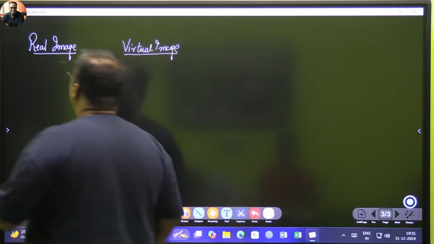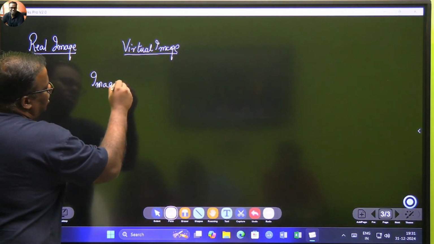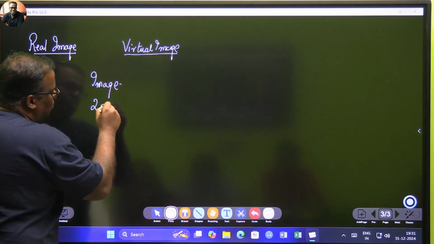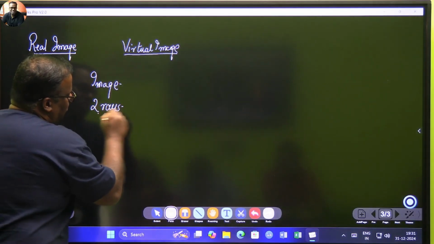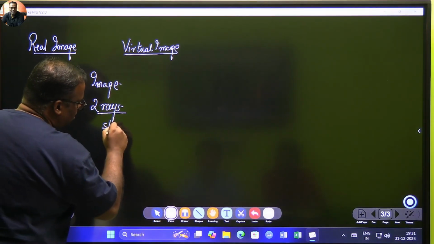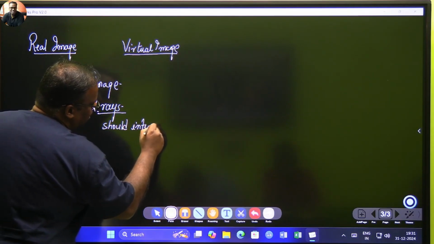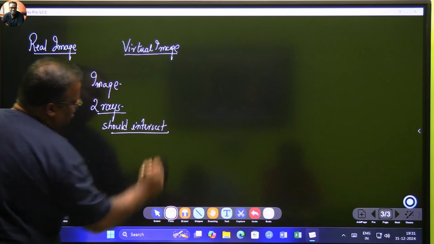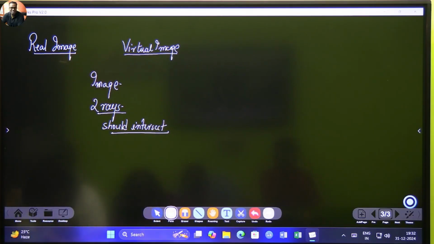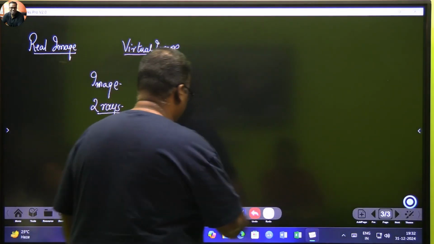So, in order to form an image, any image, we need a minimum of 2 rays, and these 2 rays should intersect. And the point where they intersect is actually the image formation. Have you understood? Now, this "should intersect" is very, very subjective.